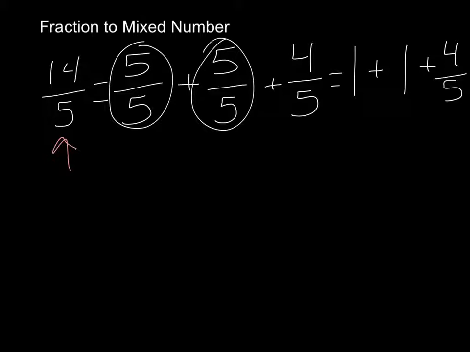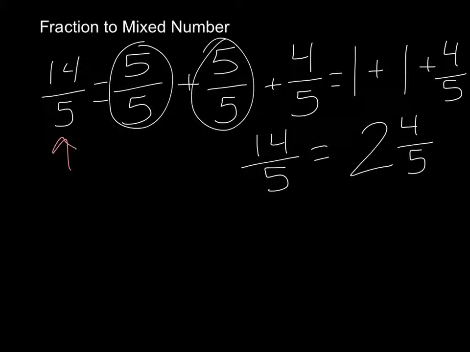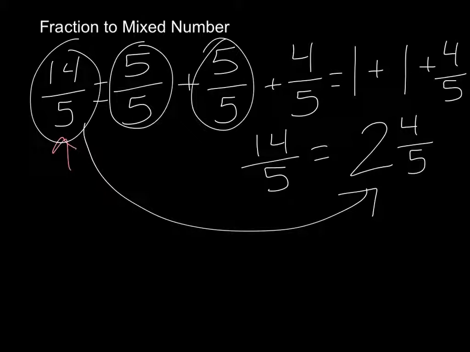From here, it's simple addition. 1 plus 1 is 2. 2 plus 4/5, 2 and 4/5. 14/5 is equivalent to 2 and 4/5. Now, of course there's a shortcut. There's always a shortcut. The shortcut is a good how, but it's nice to see the why. It's important to understand what's happening when we go from one end of this equation to the other.